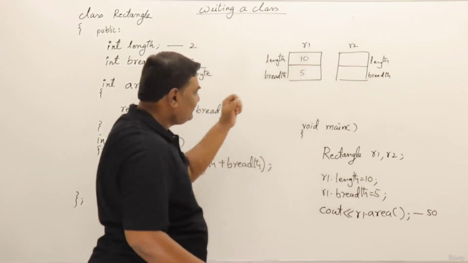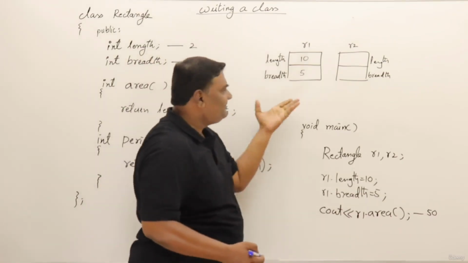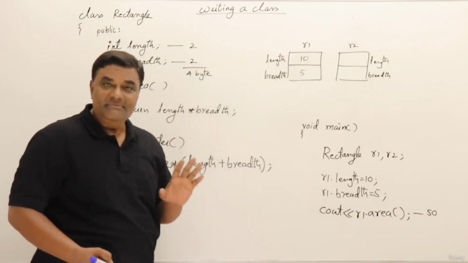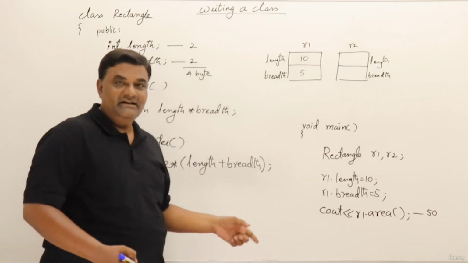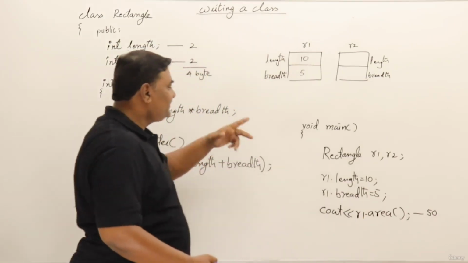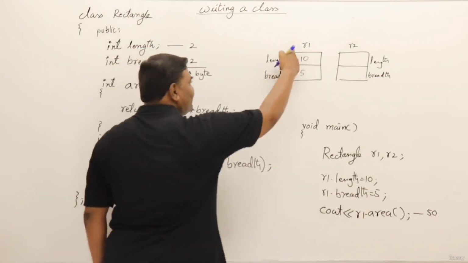So this area will be calculated. Where is area here in the diagram? We are not showing it. Yes, we don't show it because functions will not occupy any memory, but functions will be there along with every object. When you call R1 dot area, whose area will be called? This R1's area is called.